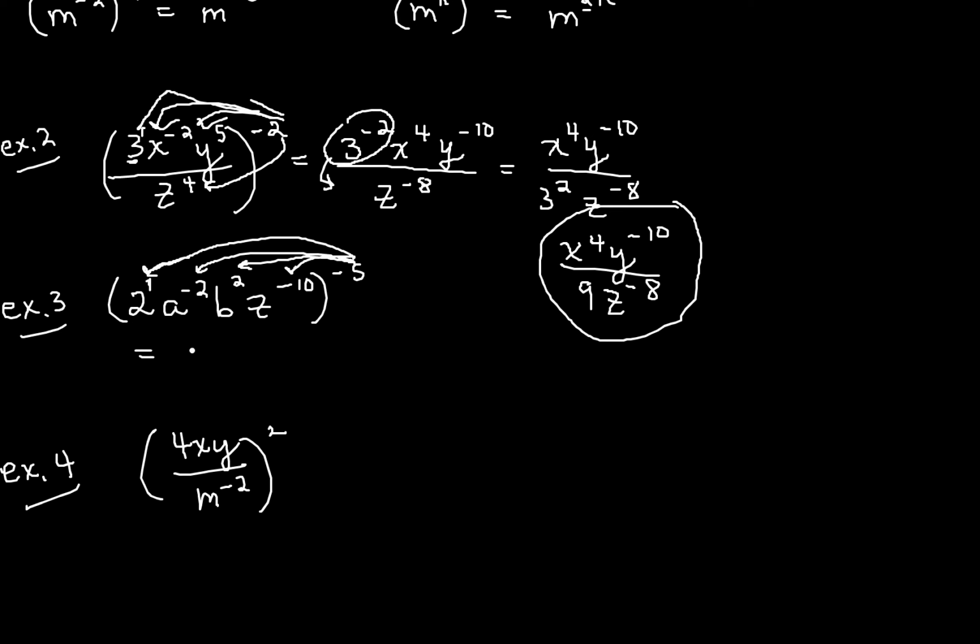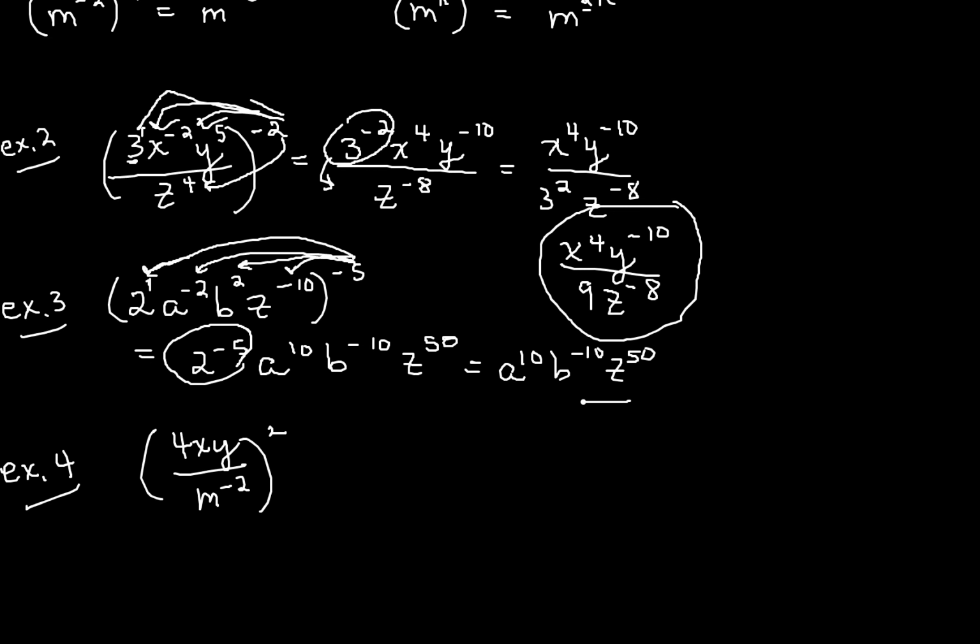So we're going to get 2 to the negative 5, a to the 10th, b to the negative 10, z to the 50th. You cannot keep a number to a negative power, so we're going to put it in the denominator. So we're going to get a to the 10th, b to the negative 10th, z to the 50, all over 2 times 2 times 2 times 2 times 2, which is going to be 32. If we put this in the bottom, this is going to be 2 to the 5th in the bottom, which is 32. You can't raise a number to a negative power, so you have to move it into the denominator.